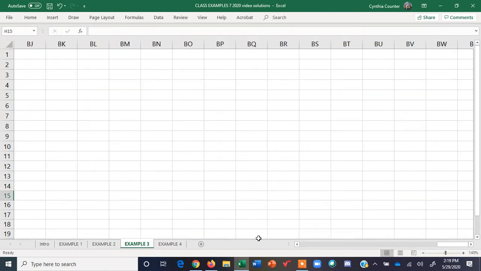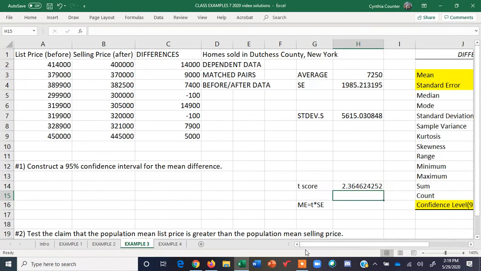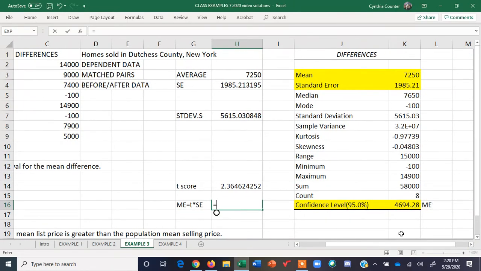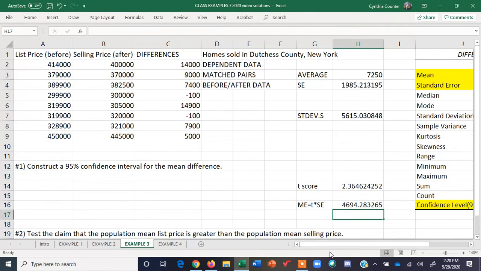So that gives us a t-score of 2.3646. Notice it's larger than 2. This is more than 2 standard errors from the mean. So now to find the margin of error, this 4694.28, we would do the t-score times the standard error to get that 4694.28. You could do this without the summary statistics, but it's much faster with the summary statistics.